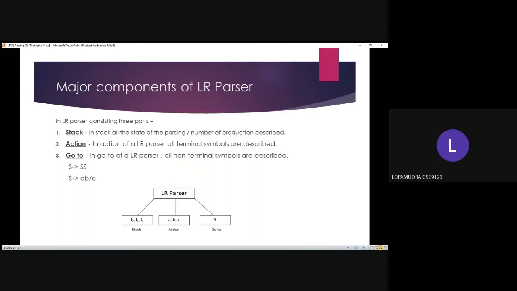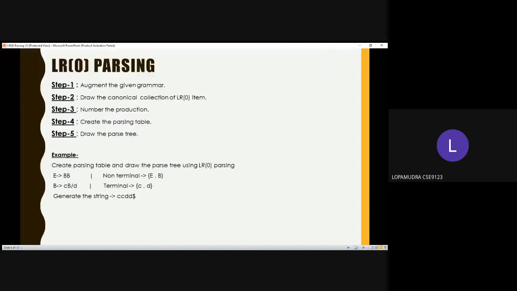Good evening, sir. My part is the major components of LR parser. The LR parser consists of three parts. One, stack: in the stack all the states of the parsing or numbers of productions are described. Number two is action: in the action of the LR parser all terminal symbols are described. And number three is goto: in the goto of the LR parser all non-terminal symbols are described. LR parsing is left to right, rightmost derivation.